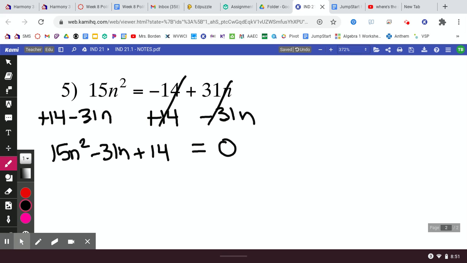But you have to write them in that right order. If you don't, then your arc is not going to work. Now here, you've got 15, 31, and 14. Unfortunately, no greatest common factor. So this would be one instance where you're just going to have to deal with the really big numbers, okay?